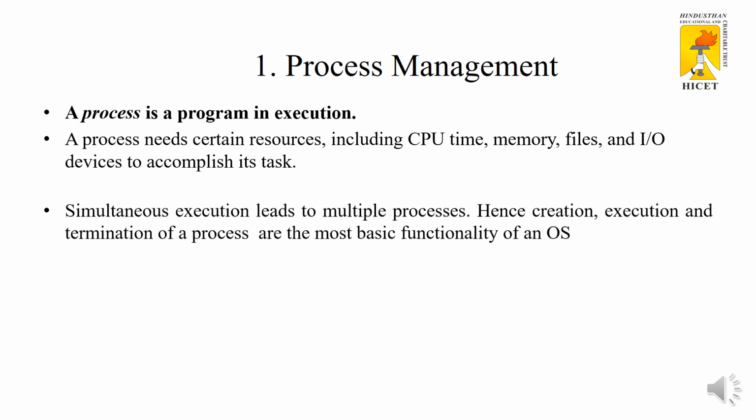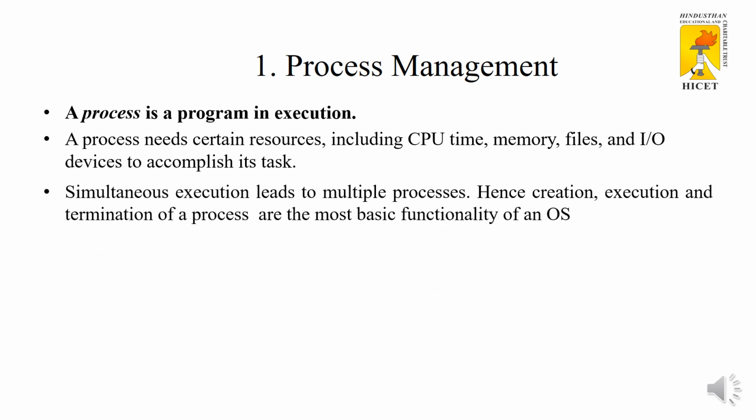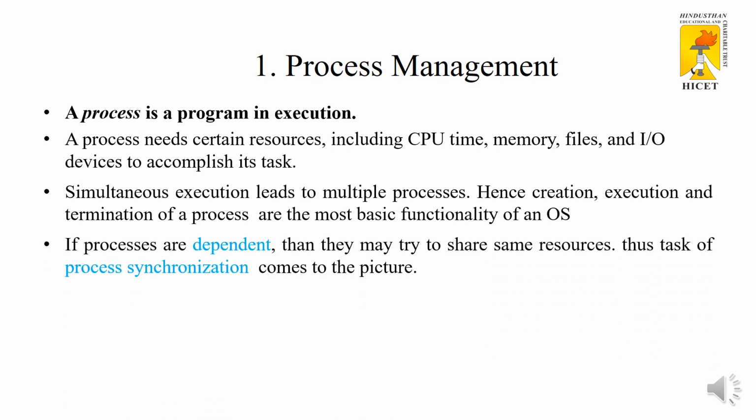A process is a program in execution. A process needs certain resources, CPU time, memory, files, and IO devices to accomplish a given task. Simultaneous execution leads to multiple processes. The creation, execution, and termination of processes are the most basic functionalities of an operating system.